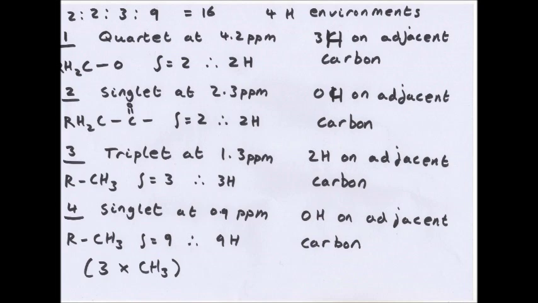Peak 1 though, that's a quartet at 4.2 ppm. Now this indicates an RCH2 to O group, so it's basically a C-O group. And we know it's H2 because the integral is 2, so it must be 2H. It's a quartet, so there are 3 hydrogens on an adjacent carbon. Now there's a singlet at 2.3 ppm, which shows an RCH2 carbon with a COO bond. Integral again equals 2, so it must be 2 hydrogens. It's a singlet, so there are no hydrogens on adjacent carbons.